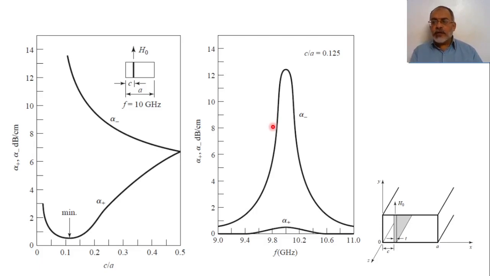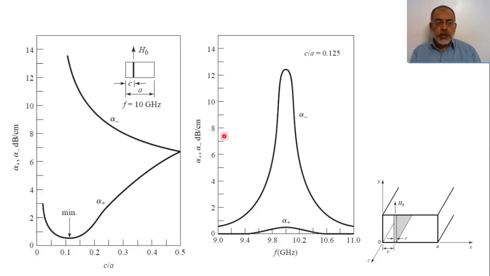Until now, we have designed the position of the ferrite slab and the biasing DC magnetic field of the ferrite slab. The question now: what would be the required length for the ferrite slab?